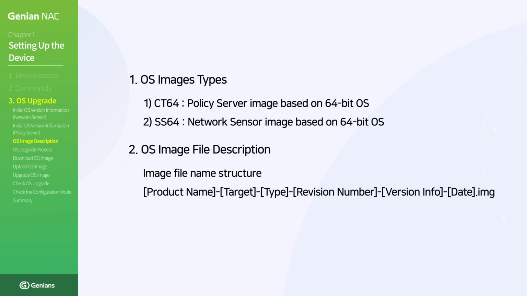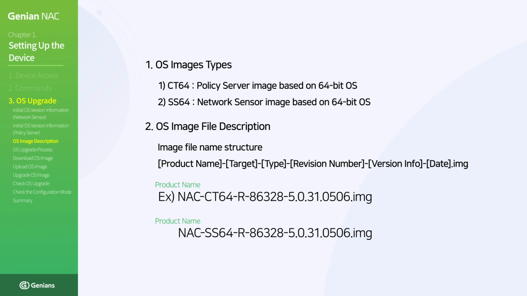Second, the image file name for NAC products follows this structure: product name, target, type, revision number, version info, date.mg. Here's how the structure is defined. The product name is always fixed as NAC. The target differentiates the device as CT64 or SS64. The type is internally classified as Beta, RC (Release Candidate), Release, or CC. For most cases, the release type is applied for customer environments unless otherwise specified. The revision number is a numeric value related to development. The version info is based on the release sequence. The date indicates when the image version was built.